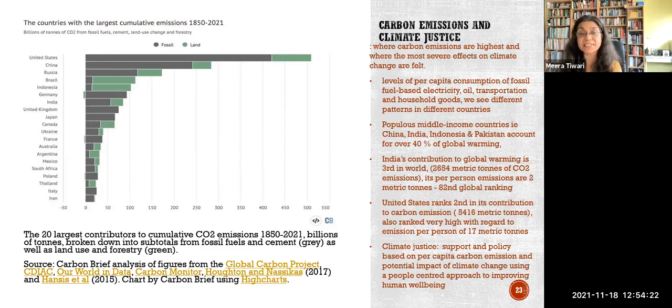So through the activity that happens through construction, farming, fossil fuel burning, manufacturing, use of coal, etc., that produces this, and it's the third in the world. But if we look at per capita emission, per person emission, it's just 2 metric ton. It's 82nd in the global ranking.